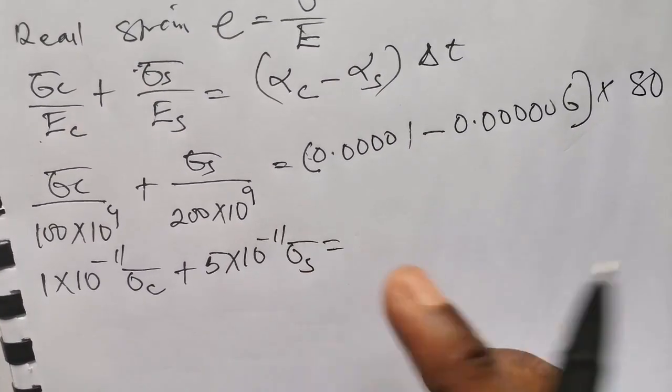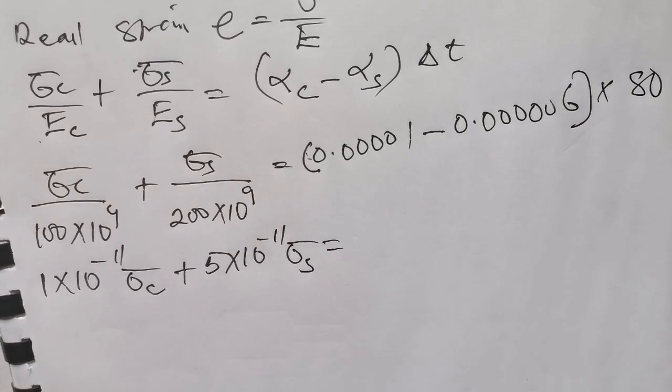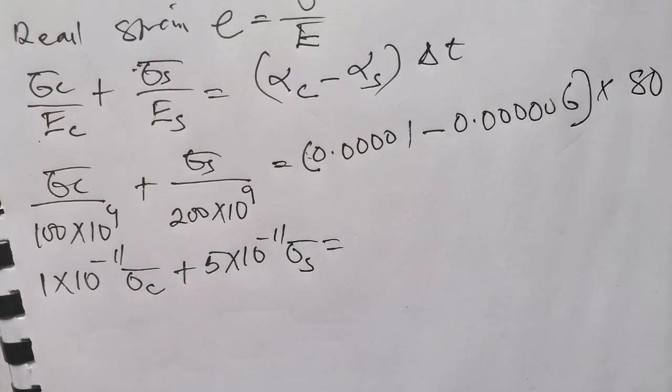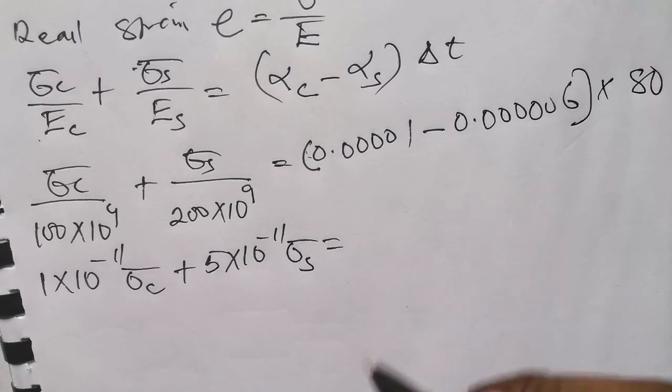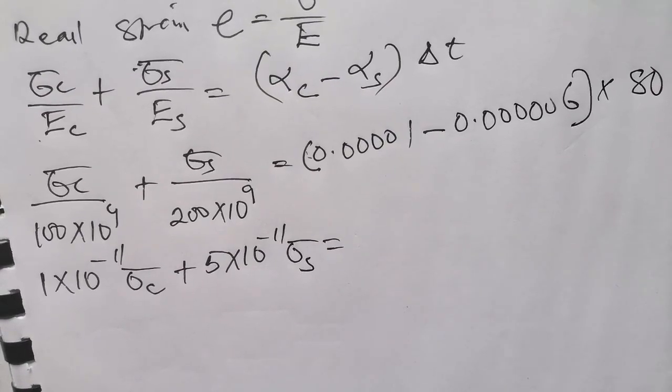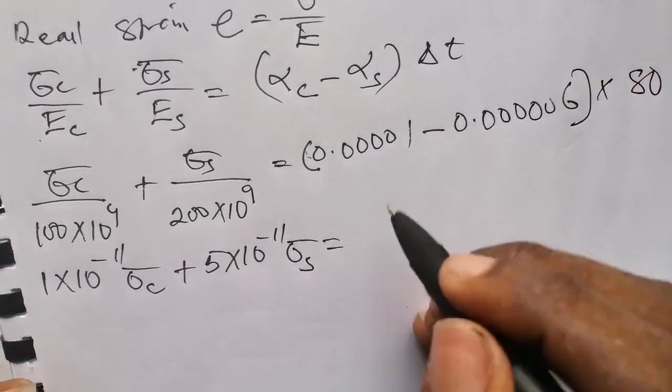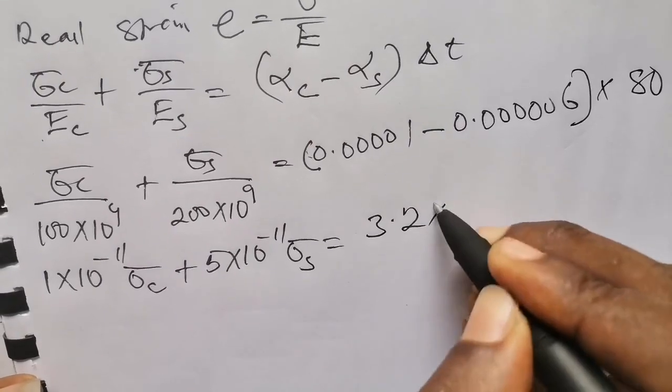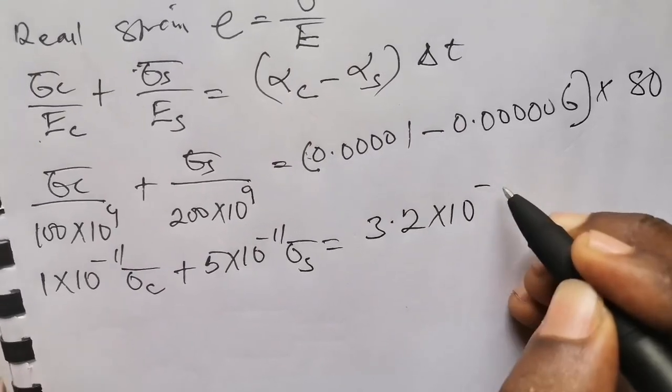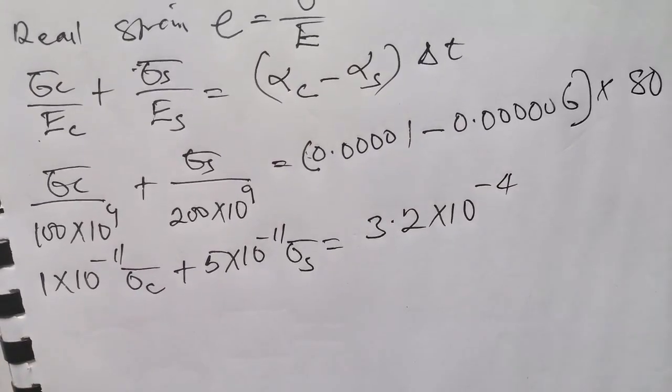And this is equal to, now we obtain this difference and this multiple: 0.00001 minus 0.000006 multiplied by 80. So this simply gives us 3.2. So this product here gives us 3.2 by 10 to the power of minus 4.